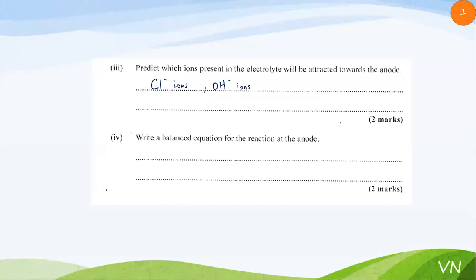I see somebody writing anions. Well, if you write the word anions, you only get 1 mark, right? You're supposed to state the name of the 2 ions, and then you'll get your 2 marks.